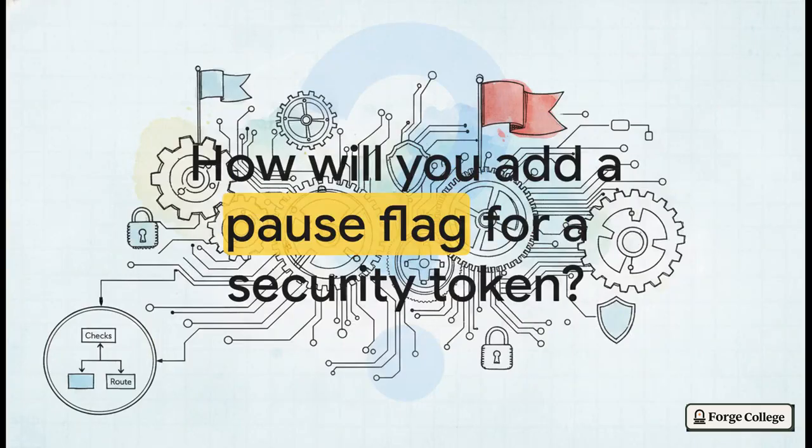Before we roll up the drafting paper today, I'm going to leave you with a provocative engineering question. How will you adapt this exact blueprint to add a mandatory pause flag for a highly regulated enterprise security token? Think about how you'd separate that new state and route those checks. We are actually going to tackle that exact challenge in our next explainer on lifecycle, upgrades, and preparing for security tokens.